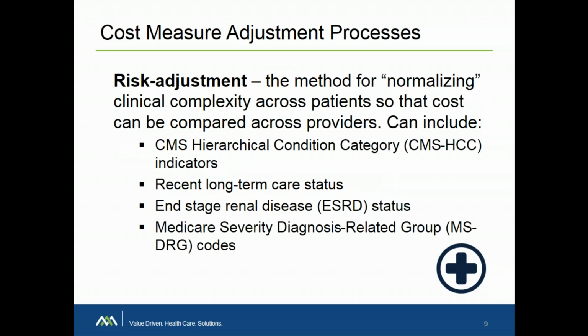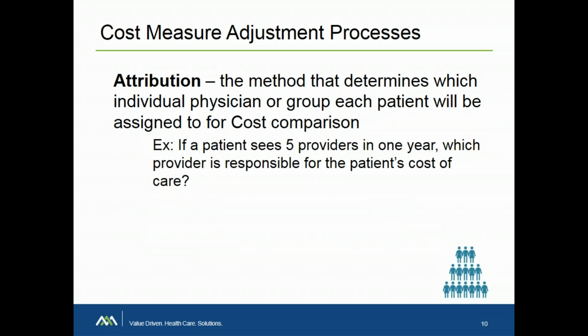Risk adjustment is the method for normalizing clinical complexity across patients. So risk adjustment is done at the patient level, and the factors that CMS uses for this risk adjustment include HCC codes, long-term care status, whether or not the patient has end-stage renal disease, and their Medicare severity diagnosis related group, or MSDRG.